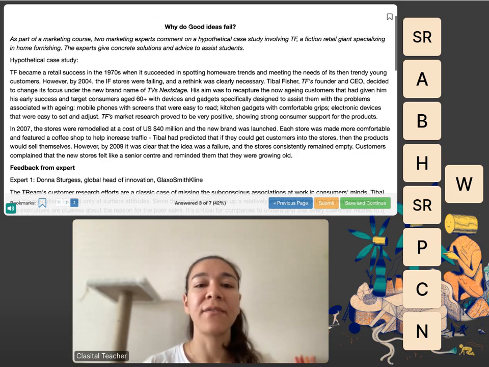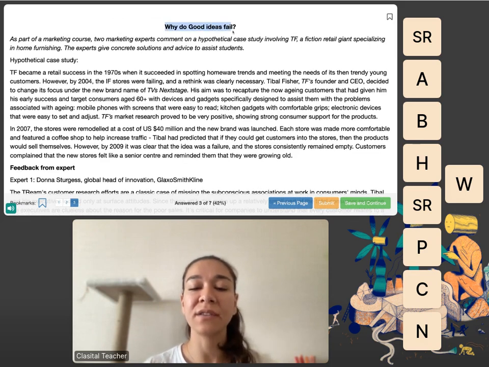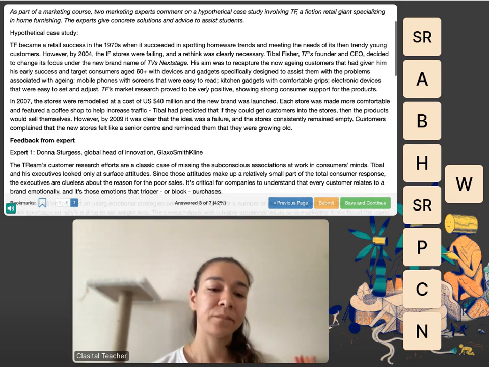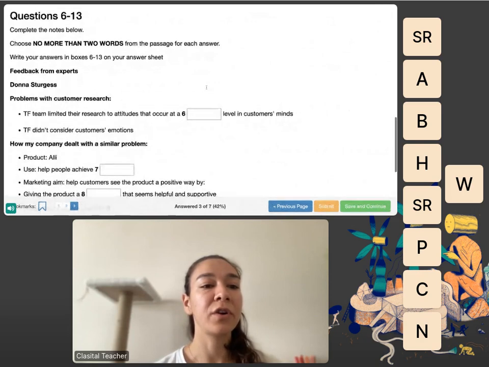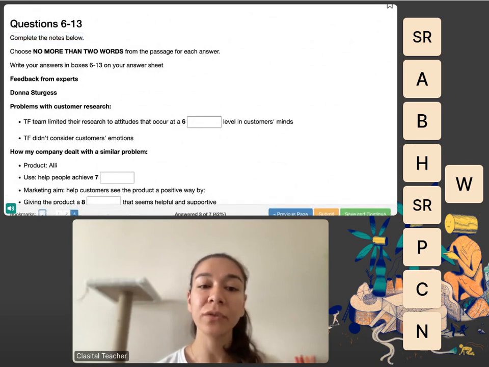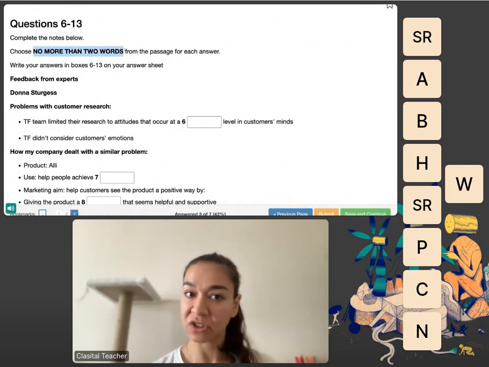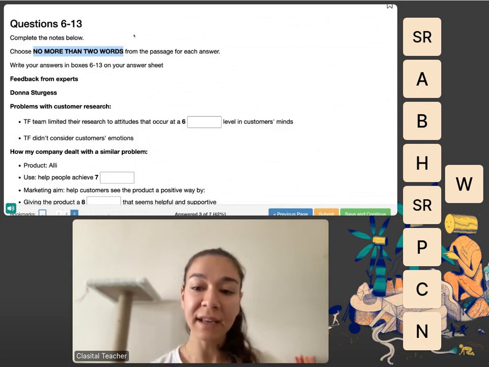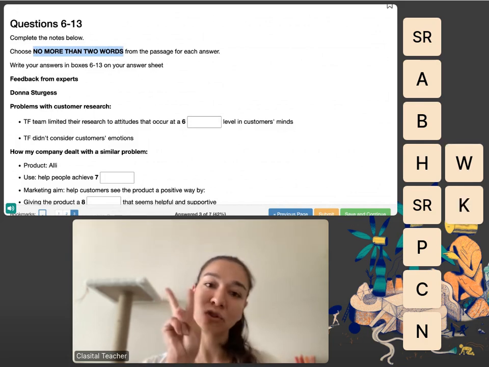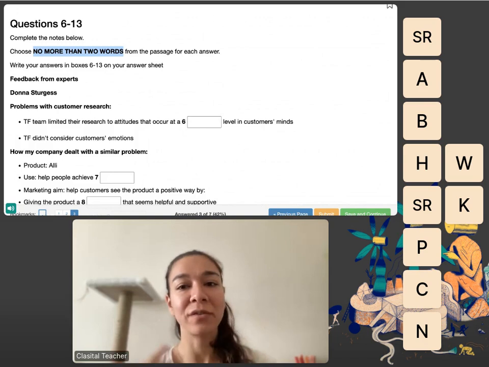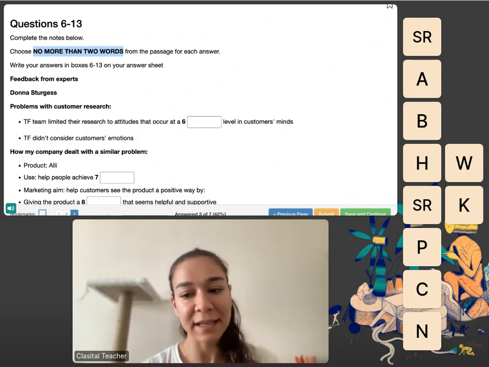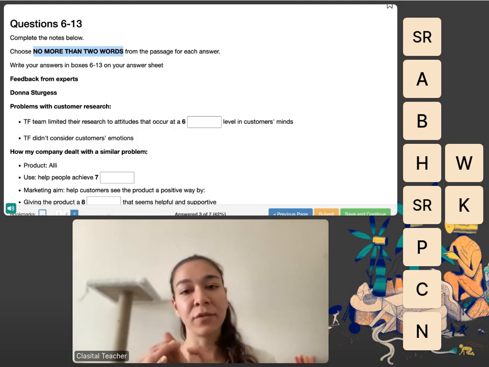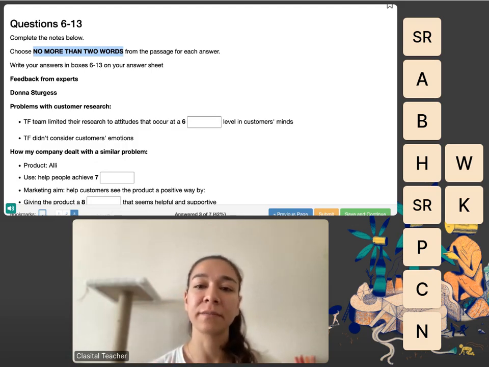Okay, this one is "Why do good ideas fail?" Let's go to my question. It says complete the notes below and choose no more than two words from the passage for each answer. I have taken it from Passage 2, so it is the moderate one. Not too easy, none of them are easy, but it is not the easiest and not the most difficult. It is the medium one.